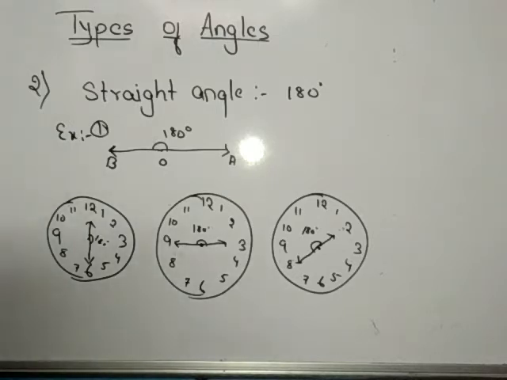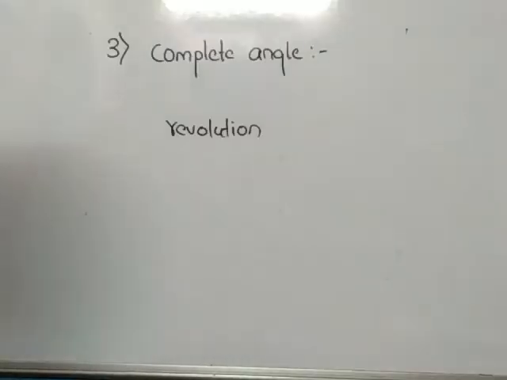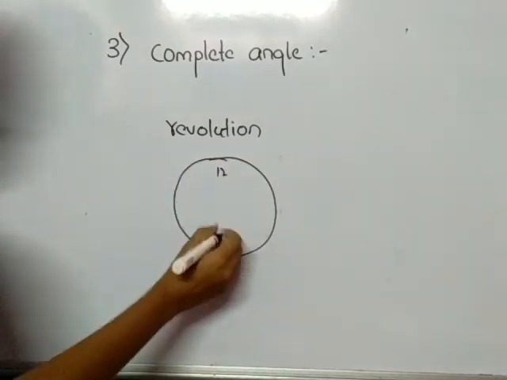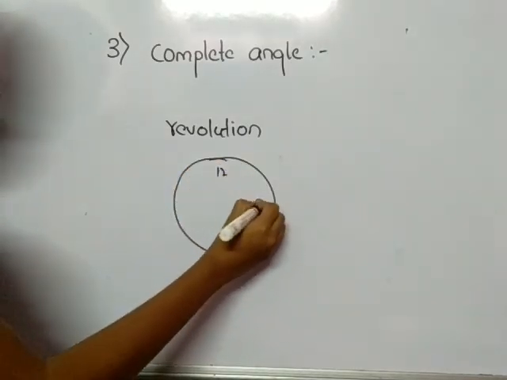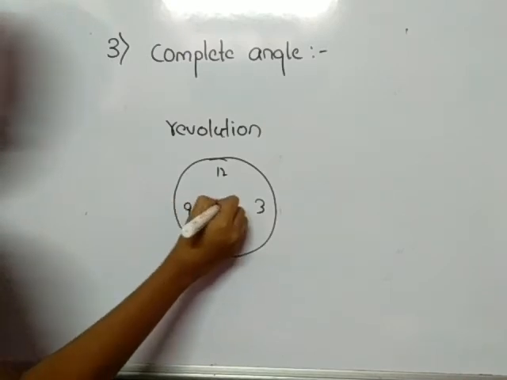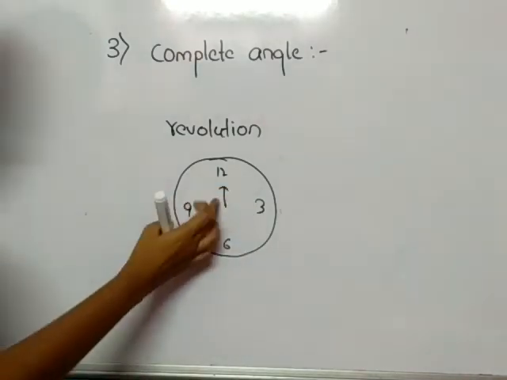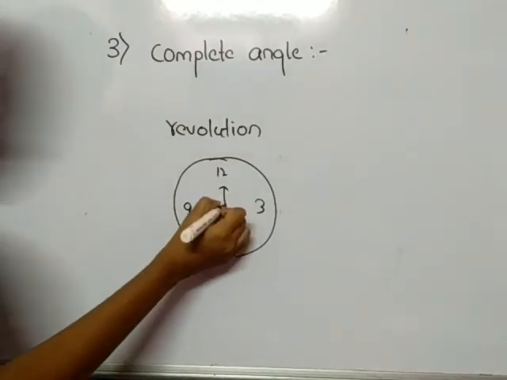Okay, next we will move to the complete angle. Before learning the definition of the complete angle, let us know what a revolution is. A revolution is one complete turn. We'll see a clock example to define a revolution. This is 3 and 9. One complete turn is called a revolution, right? This is the hand of the clock.